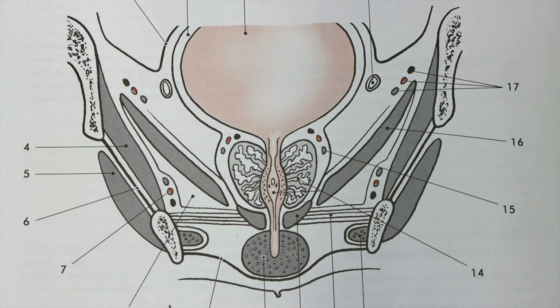You can see that it passed from the posterior side of the urinary bladder, and the ampulla of the ductus deferens is located medially to the seminal glands, or the vesicula seminalis.